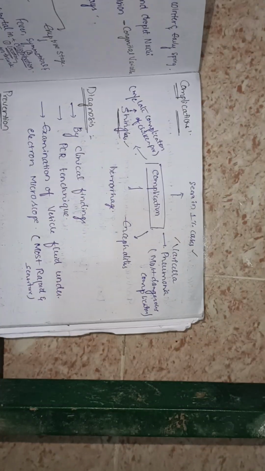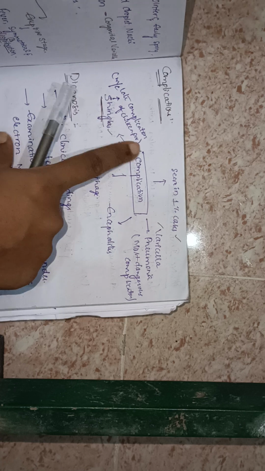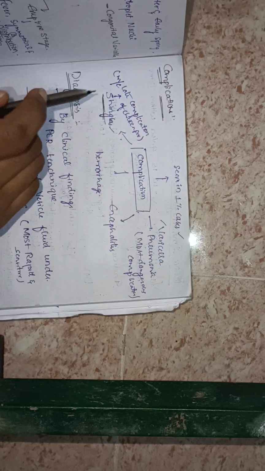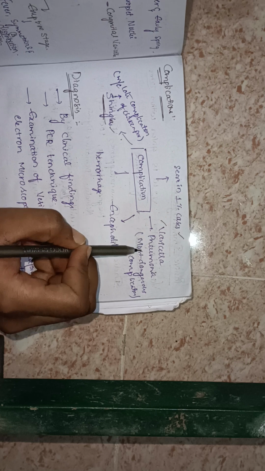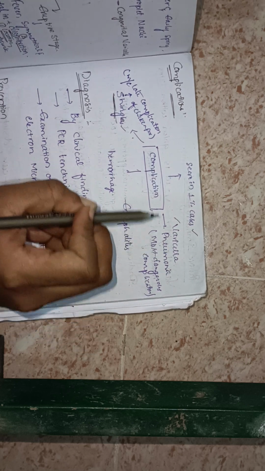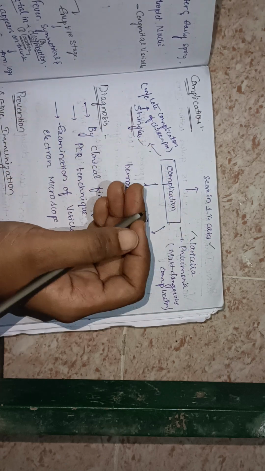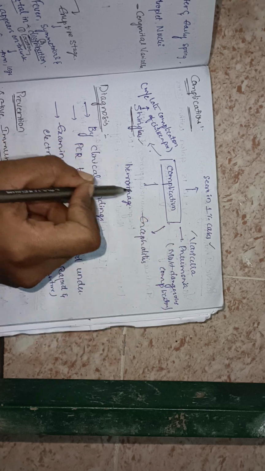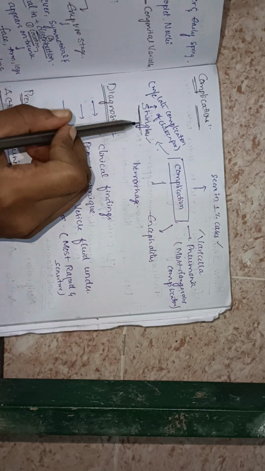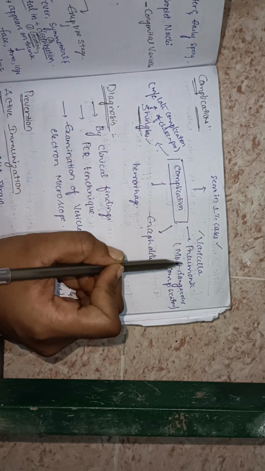Next comes the complications. What are the complications of chickenpox? Generally seen in 1% of cases, there are 2 important complications: shingles and varicella pneumonia. The most dangerous complication of the varicella zoster virus is varicella pneumonia. The late complication of chickenpox is shingles. Hemorrhage and encephalitis are also present. So you can remember these two: shingles and varicella pneumonia.